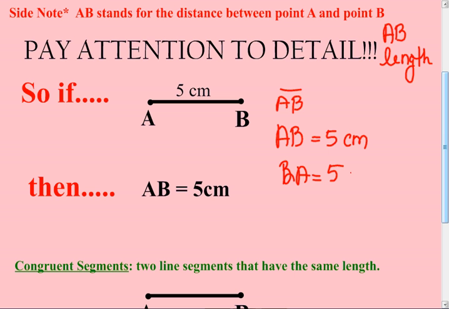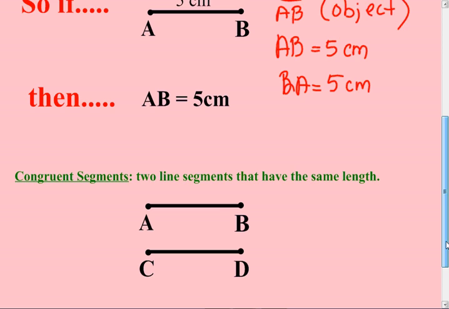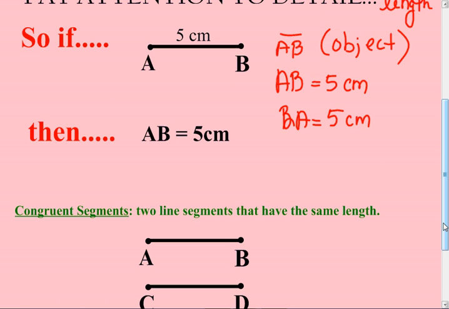Okay, so without the little segment up there, it means the length of this. When I have the segment there, you're talking about the object. That's the way to say it. The object, AB. Okay, it's not talking about its length. It's just talking about the object itself. Yeah, that's going to be new for you. You've never had to be picky about those things before, I don't think. Or if you have, it's been a long time.